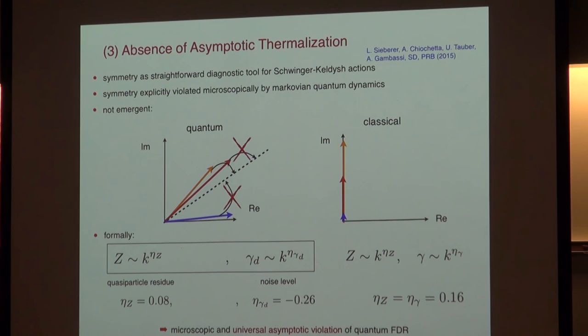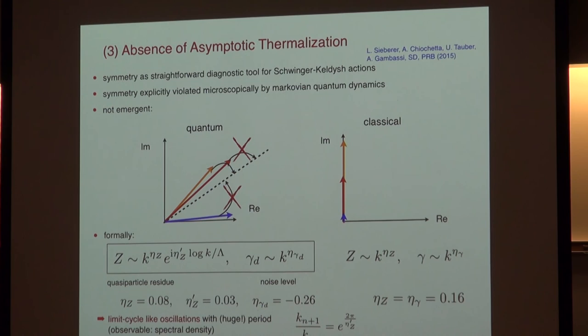And pictorially, again, you can see as a necessary condition, if we would see something like equilibrium, these guys should at least move towards some common axis here. They don't do it, and that's really structurally different from the classical problem. Formally, this is reflected in this set of critical exponents, and something interesting happens here on top.